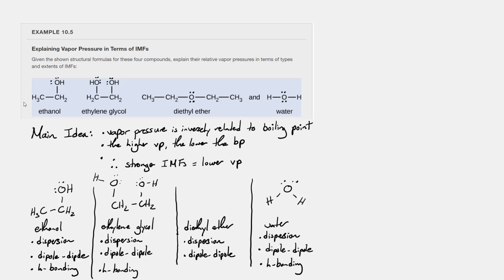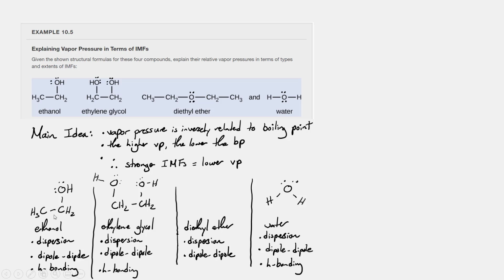Based on our analysis of the molecular geometries of the molecules, we conclude that ethanol is a polar molecule, ethylene glycol is a polar molecule, diethyl ether is still a polar molecule, but it is the least polar of the four molecules, and water is a polar molecule. So really all four of our molecules are polar, and we would expect them to have relatively strong intermolecular forces.